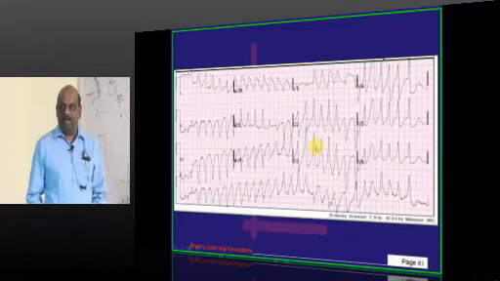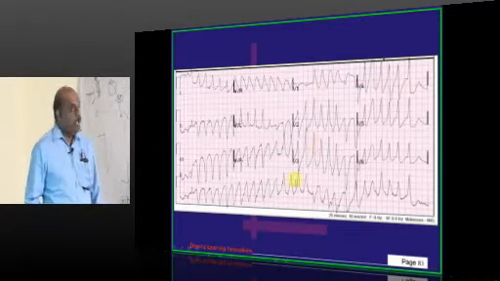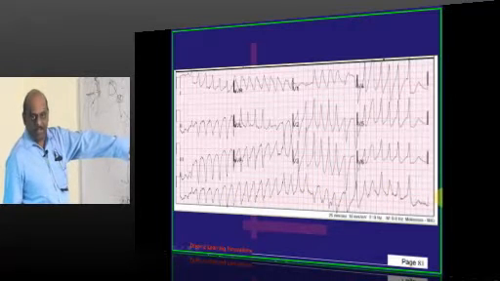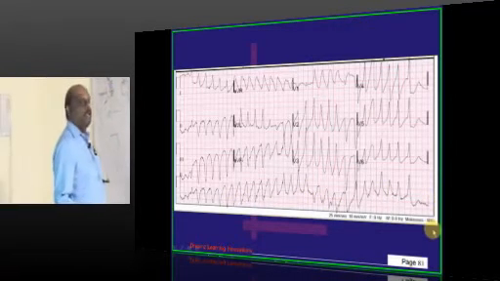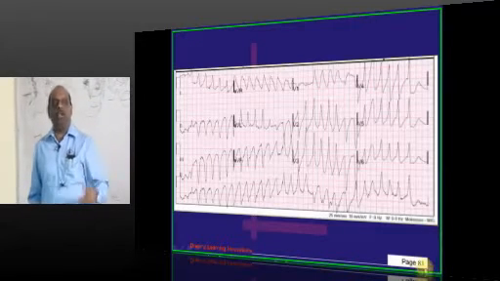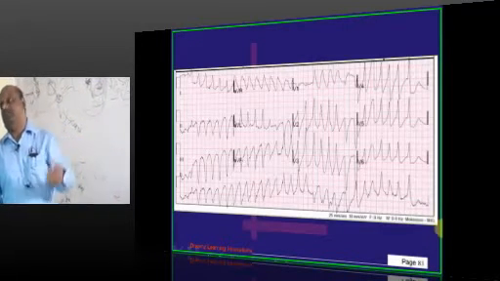So 300 by 1 is almost 300, which is the heart rate. If you look at the QRS morphology, it is not uniformly maintained in the same way. Hence, what is this called? Polymorphic ventricular tachycardia, which is also called torsades de pointes, which occurs because of the prolongation of the QT interval.